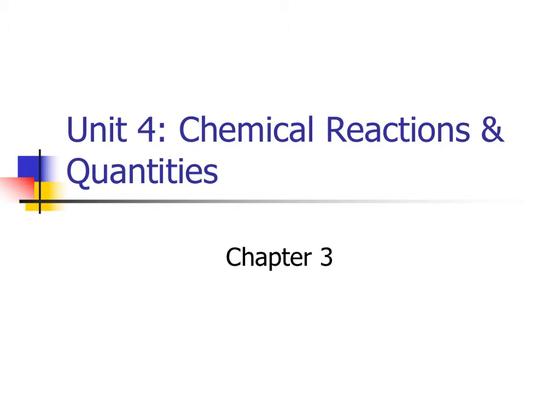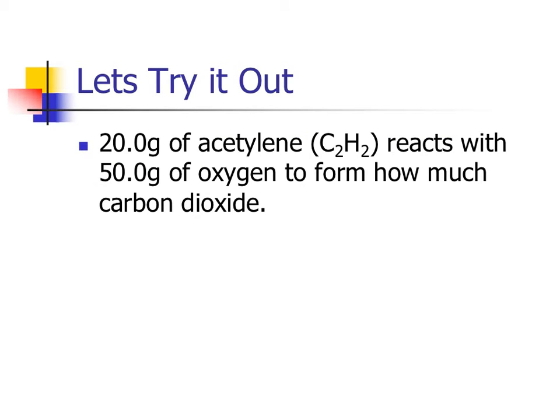So let's do some examples of the limiting reactants in our unit for chemical reactions and quantities. So first example that we have here is that acetylene reacts with oxygen to form how much carbon dioxide. Now this is a chemical reaction that I usually require most, if not all, my students to memorize, because it's a combustion reaction, and all combustion reactions give us very predictable outcomes, and therefore that's why I want our students to be able to predict that.